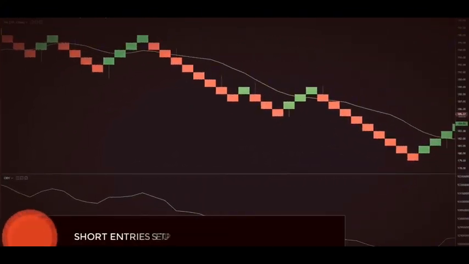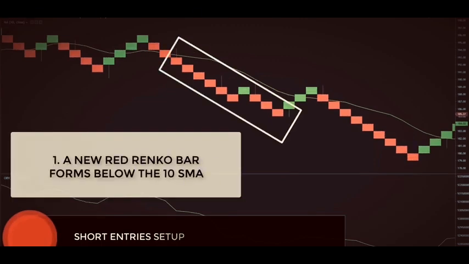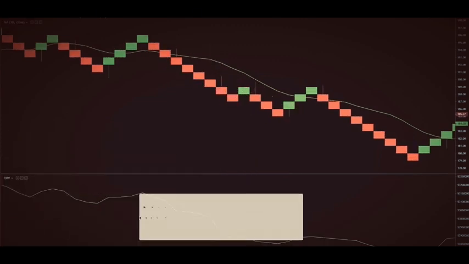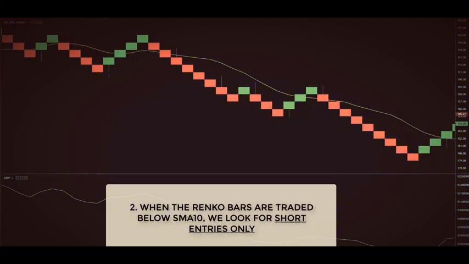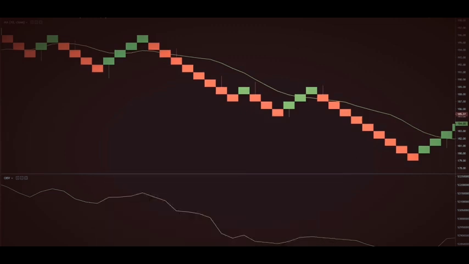And here is the setup for a short signal. A new red Renko bar forms below the 10 simple moving average. We only take trades in the direction of the simple moving average, so when the Renko bars are traded below the 10 SMA, we look for short entries only. We filter the signal with the on-balance volume.